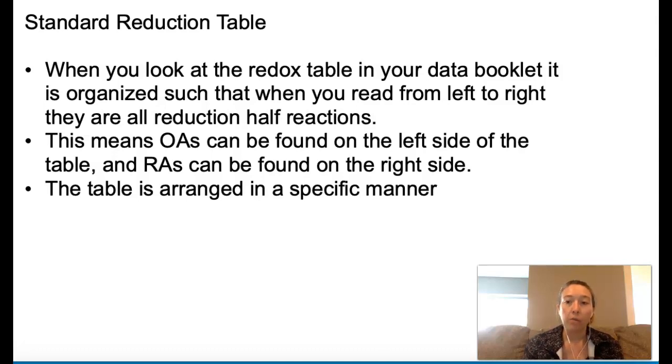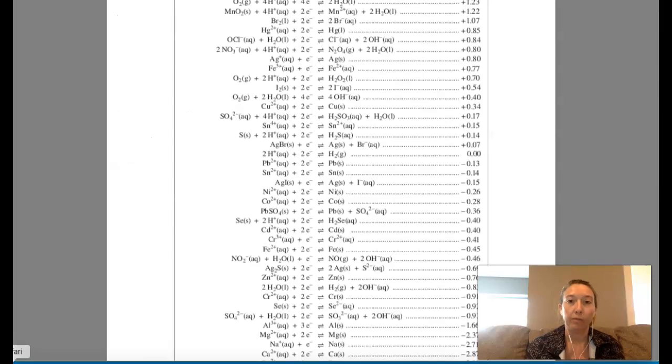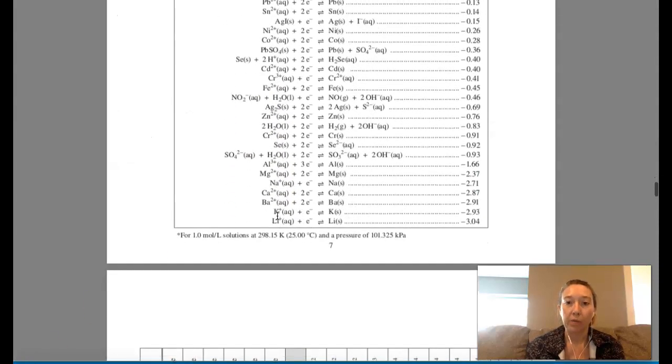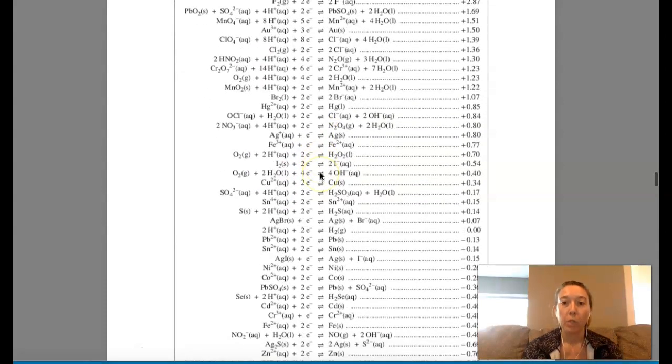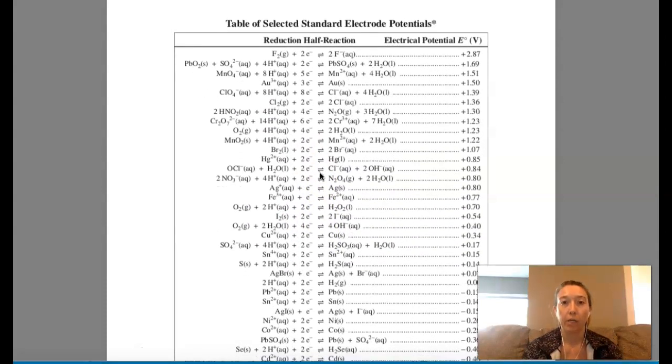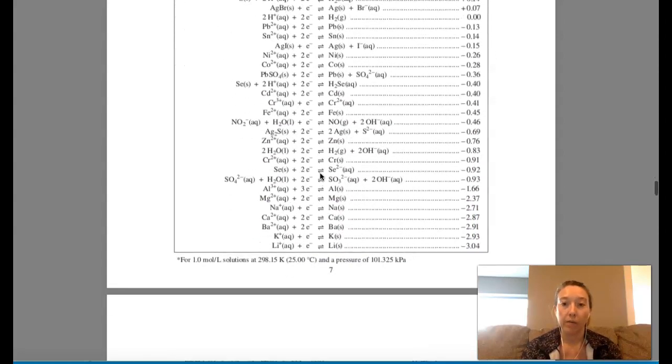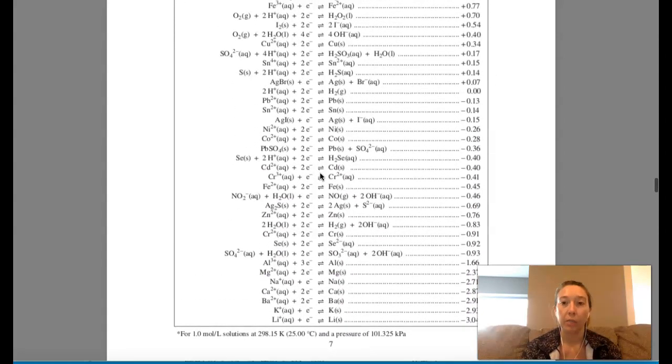If you go into your chemistry data booklet, you'll find that there is a redox table. That redox table is on page 7 of your data booklet. This is the table that we are going to use for pretty much every question in redox. It's found on page 7 in your data booklet.